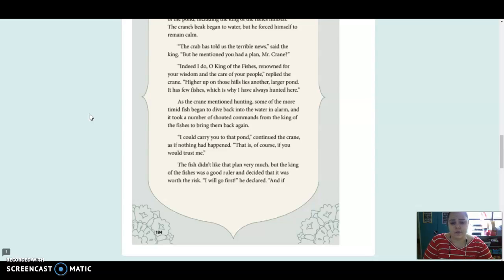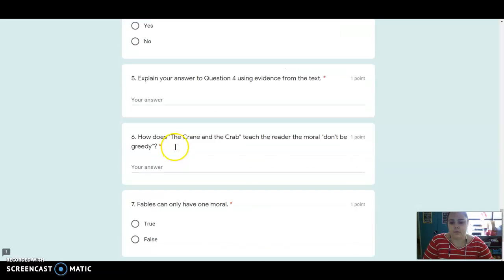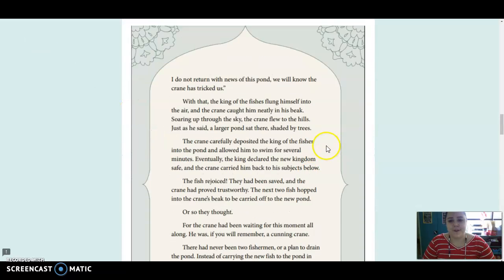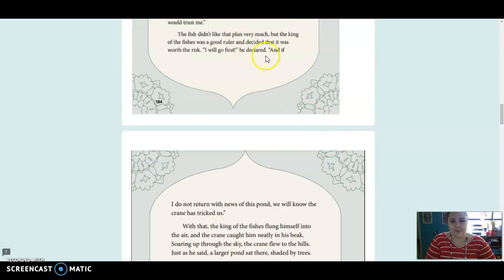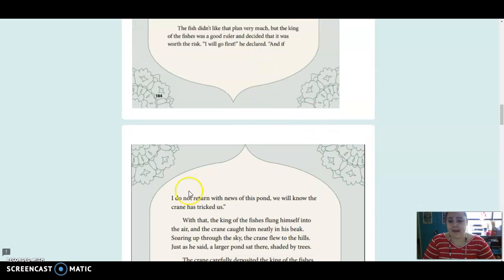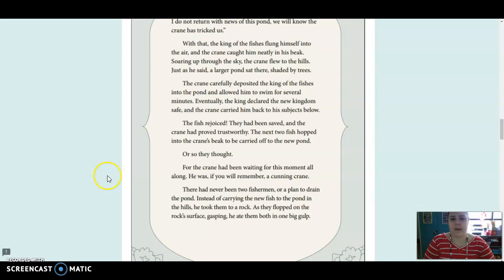"I will go first," he declared. Sorry guys, I was missing a couple pages. So where I left off was, "and if I do not return with the news of this pond, we will know the crane has tricked us."